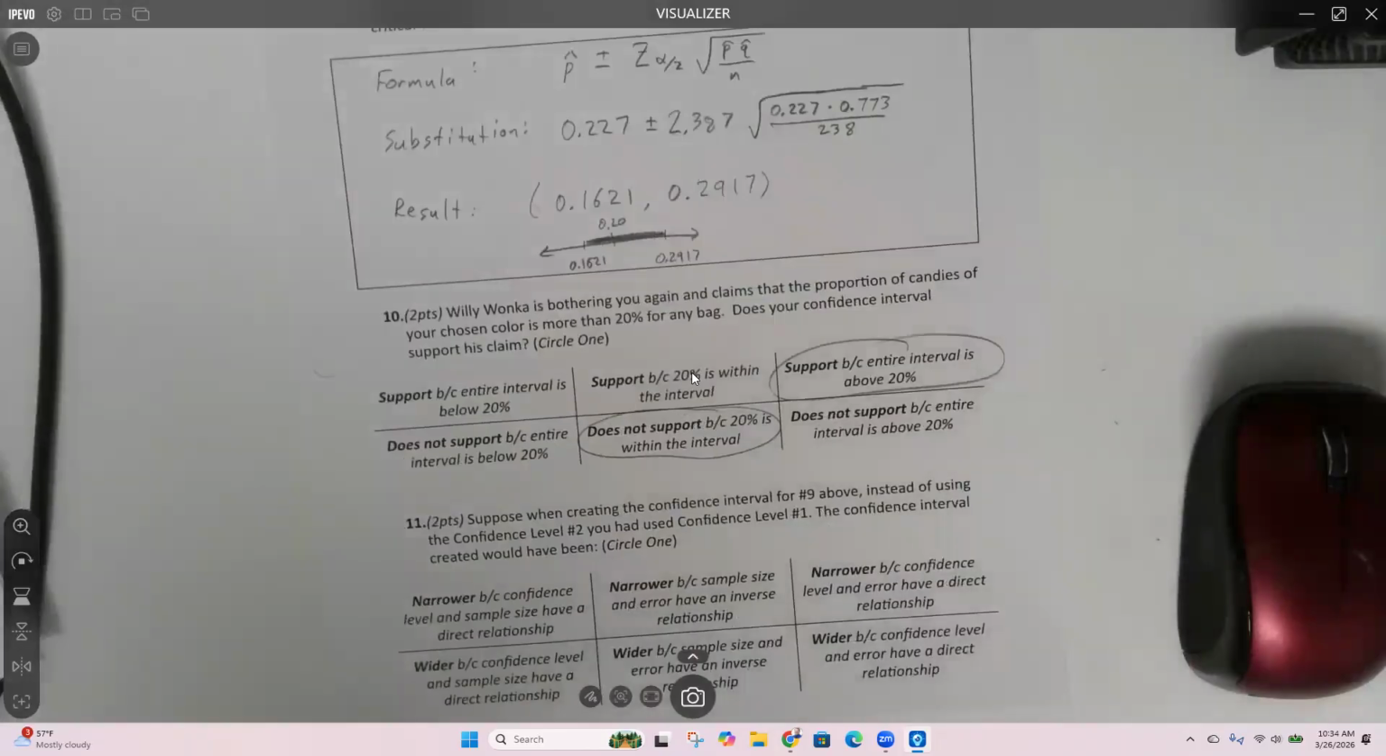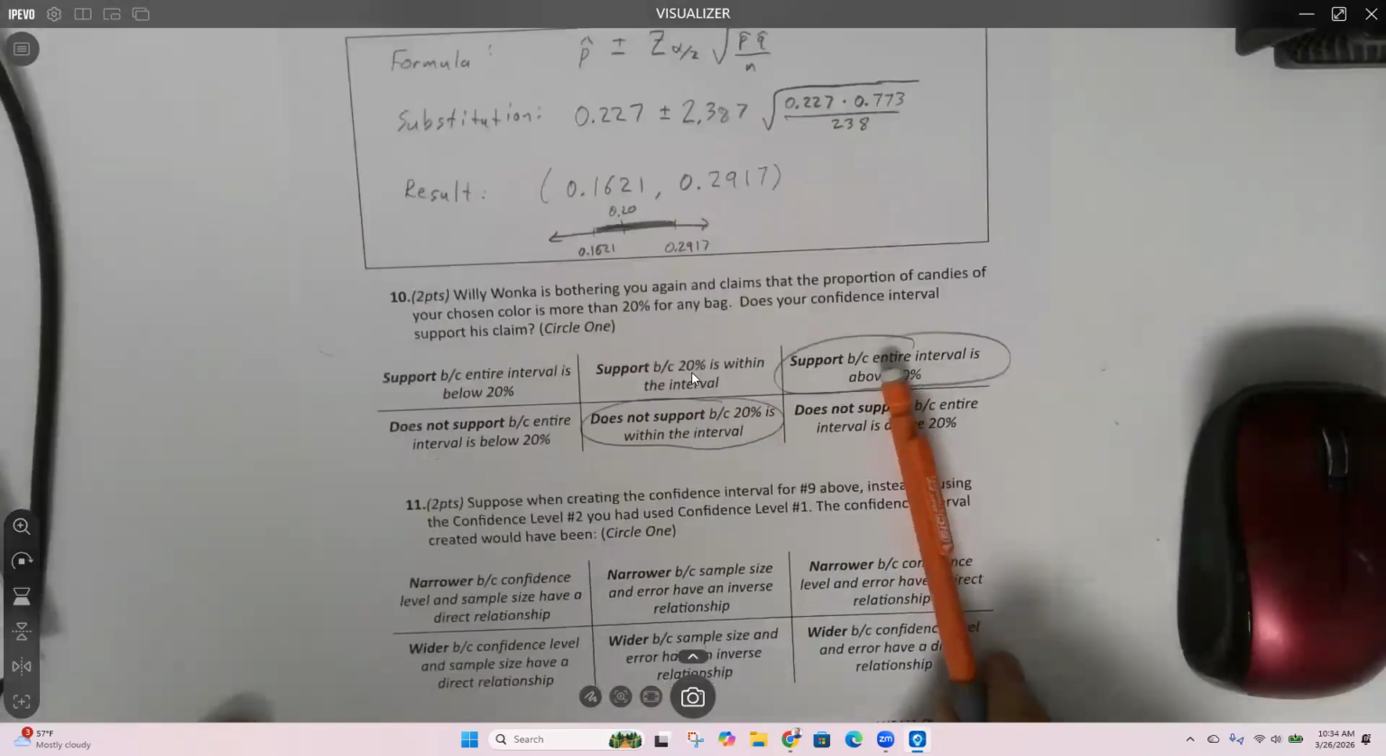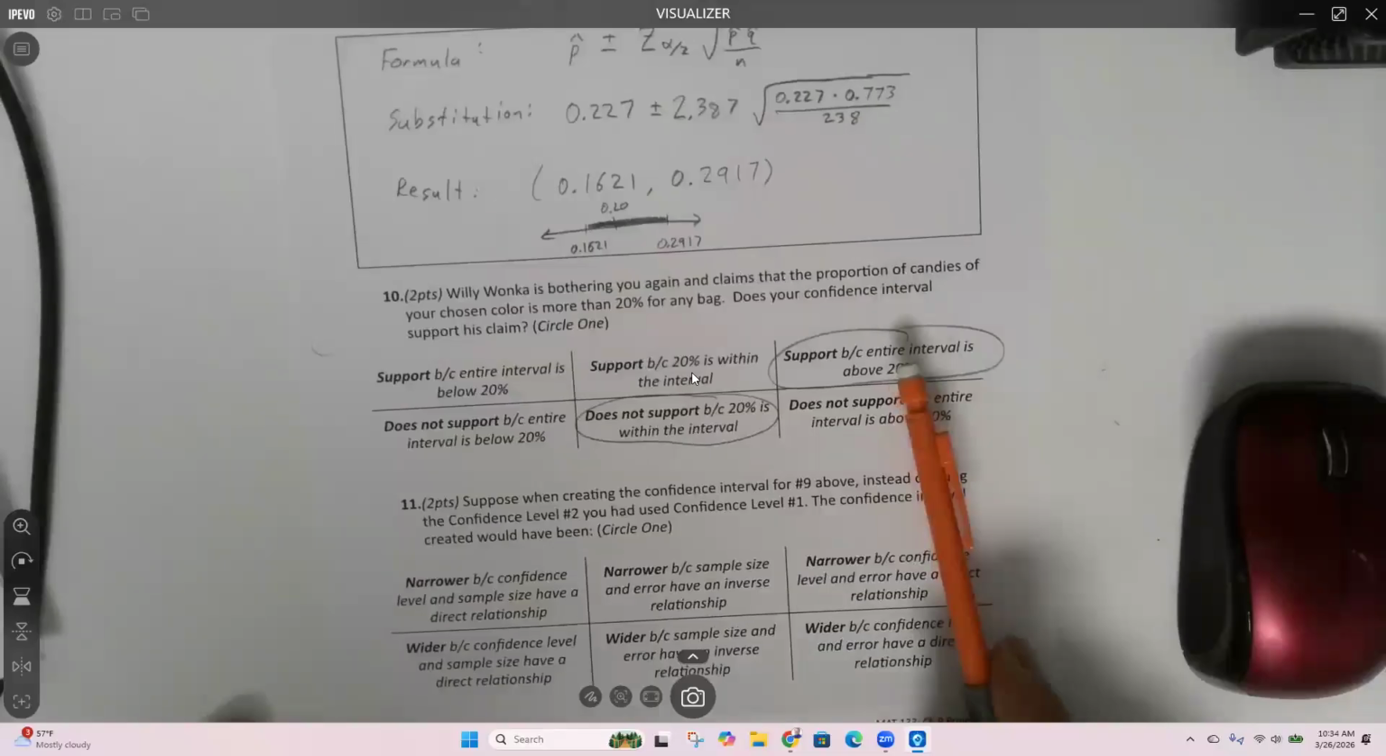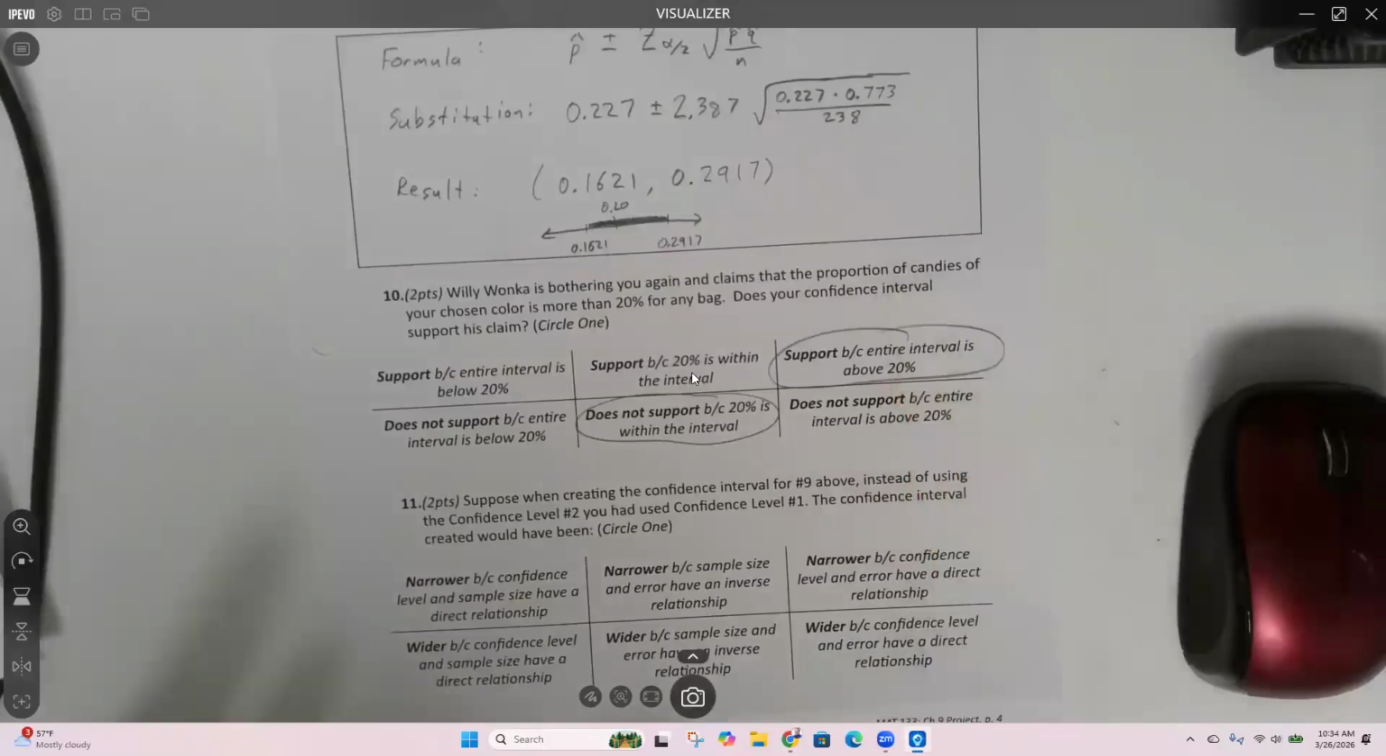Did anybody get this one? Did anybody end up with 0.20 being outside? So Rachel did. What confidence interval did you get, Rachel? Do you mind dropping, or Montez, do you mind dropping what numbers you got in here?